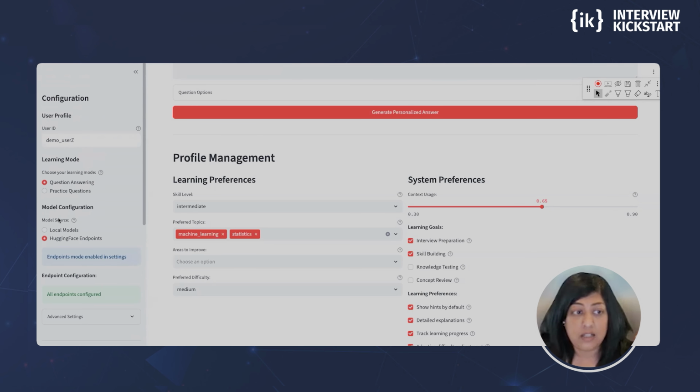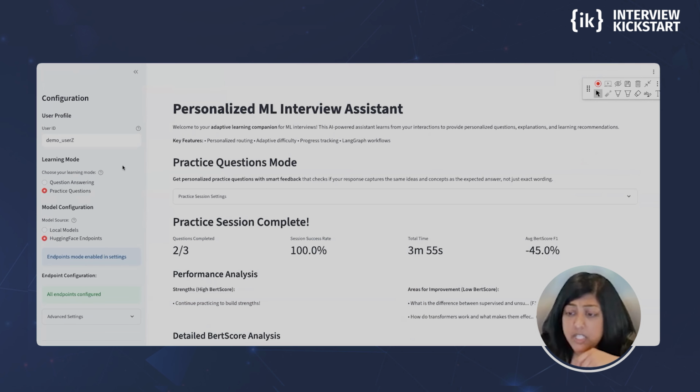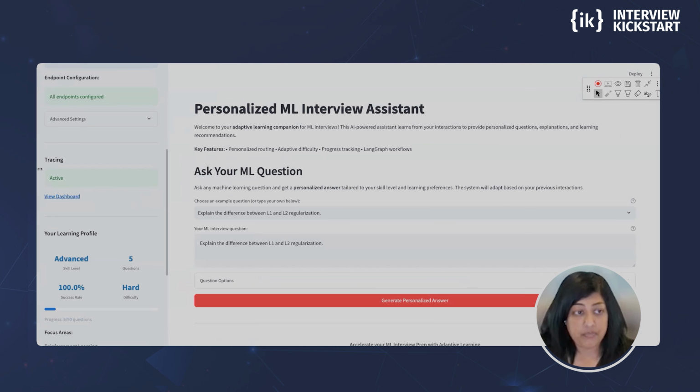This was a quick run through as to how these users are separated. Okay. And the QA mode and the practice questions mode as well. This completes the demo. I had a local version of it as well. This is the real-time observability that I'm currently working on. This should be ready for the next iteration of ML AMP. I'll push this to production.